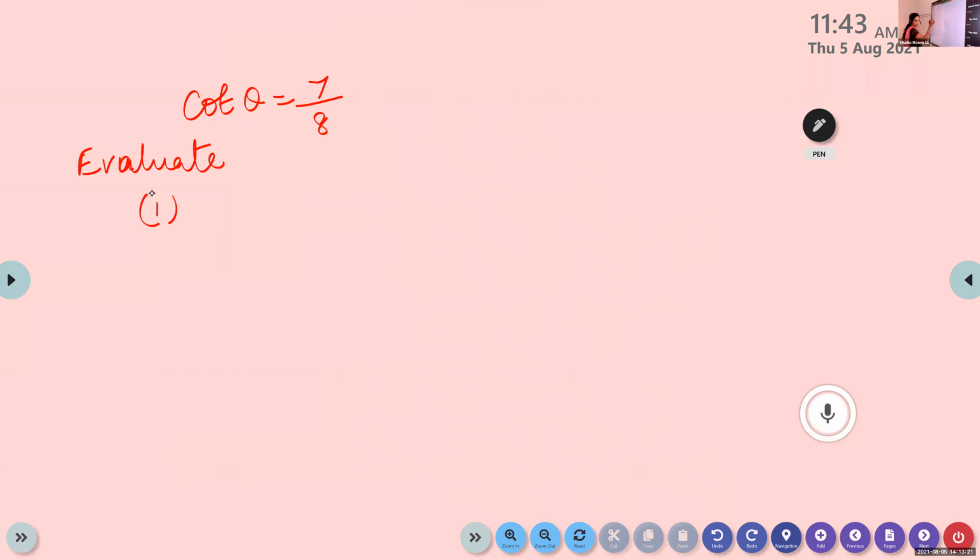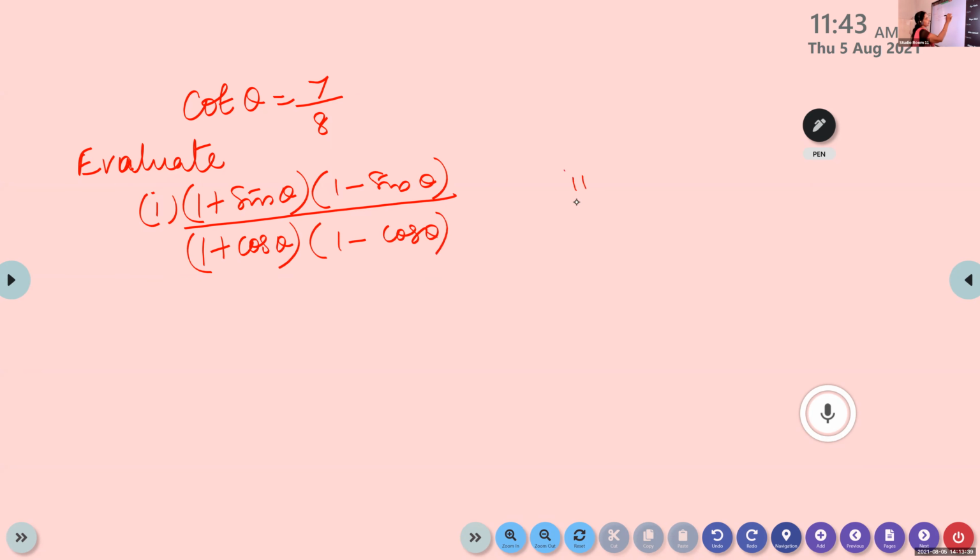First one: 1 plus sine theta into 1 minus sine theta by 1 plus cos theta into 1 minus cos theta. And the second one is cot square theta.